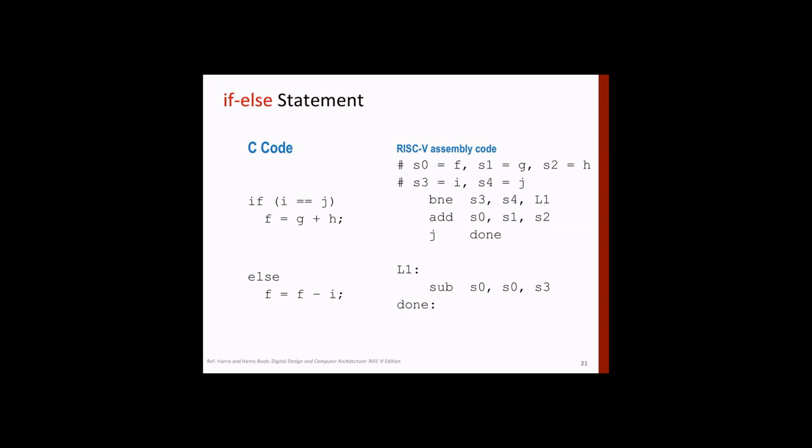So if the condition is satisfied, if i is equal to j, then execute this, f is equal to g plus h. If this is not satisfied, if i is not equal to j, then execute f is equal to f minus i. Simple. Now the question I'm asking is, if i is not equal to j, what is the next statement that you will execute? You will not execute this. You will also not execute this. You will execute the statement next to this else statement.